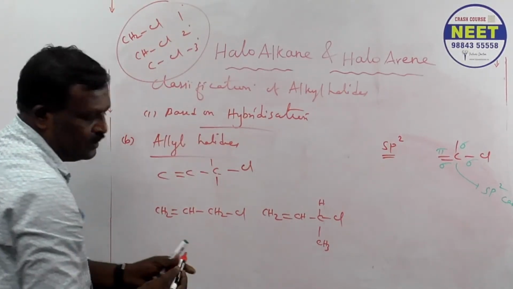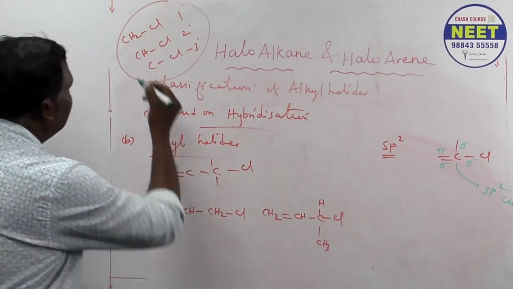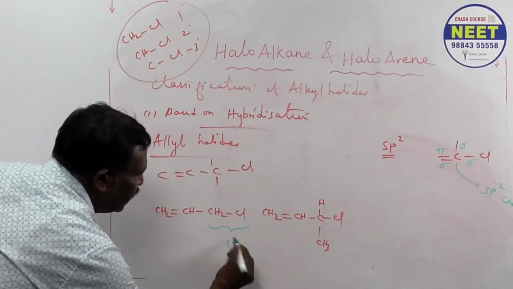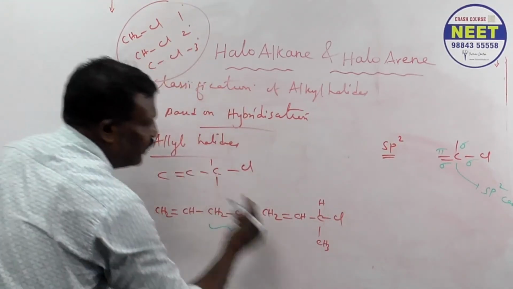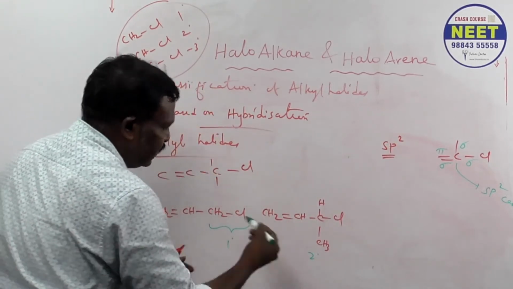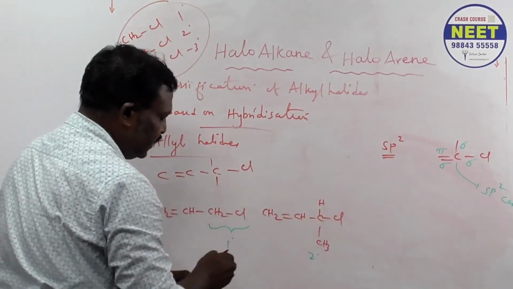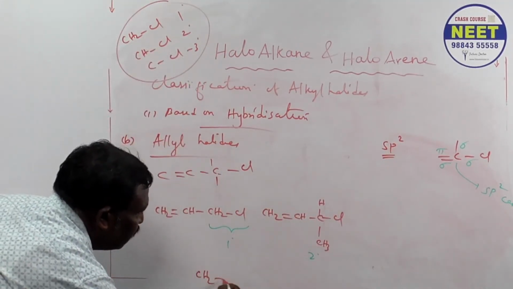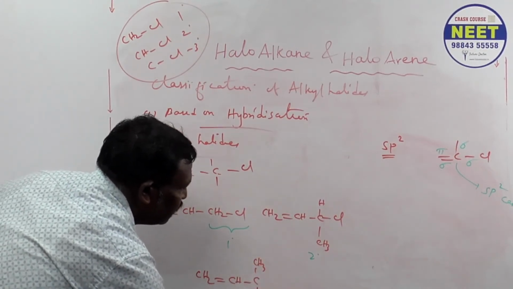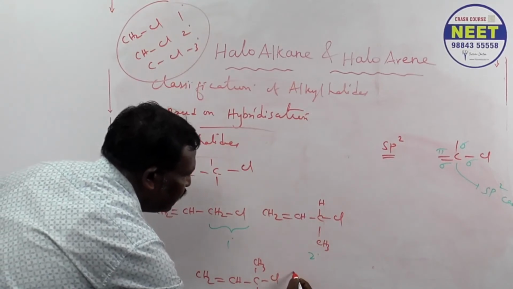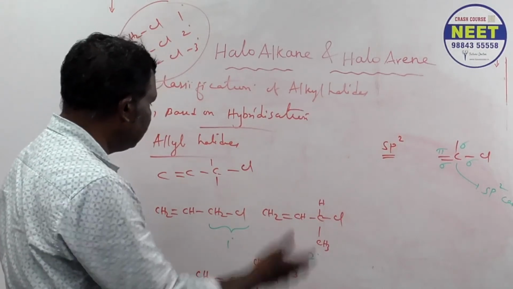This is CH2Cl, primary. Don't be confused. This is CHCl, secondary. Here also I replace H by CH3: CH2 double bond CH, C, CH3, CH3, Cl. This is called tertiary. Write fast. That's all.